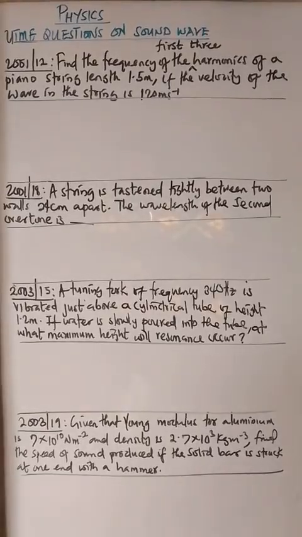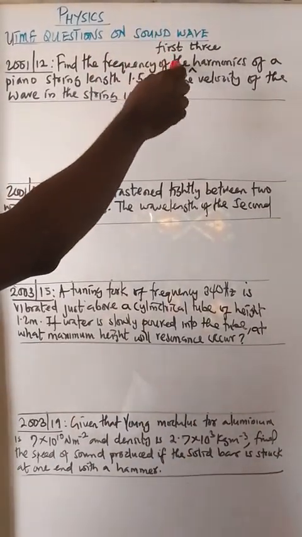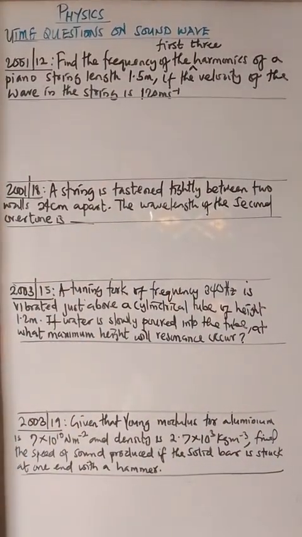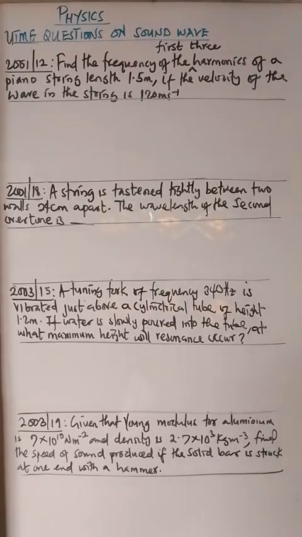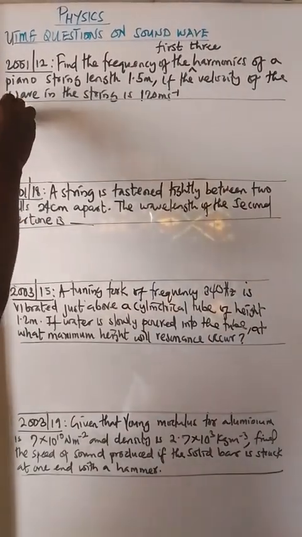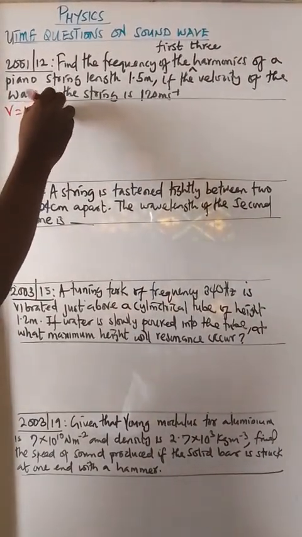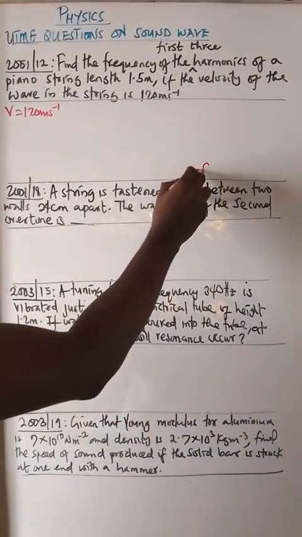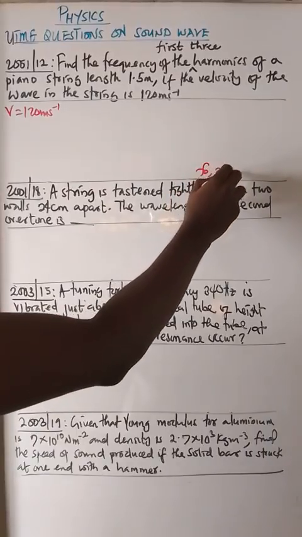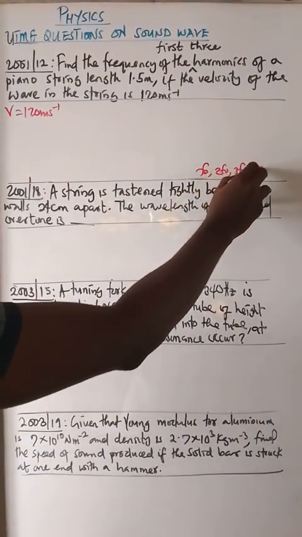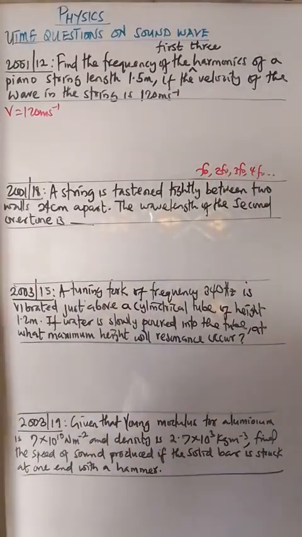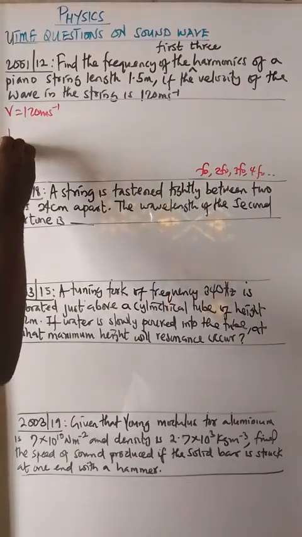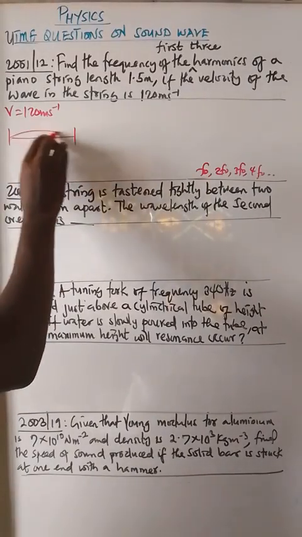The first question here: find the frequency of the first 3 harmonics of a piano string of length 1.5 meters. If the velocity of the wave in the string is 120 meters per second, and we know the pattern for a stretched string is fundamental note, first overtone, second overtone, and the likes. So we only need to get the fundamental note. And what is the fundamental note for a stretched string? If you can recall from the diagram, so this is it.